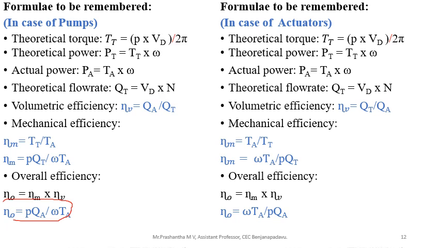numerator and denominator here is reciprocated. You can see the difference here. In case of pump, overall efficiency equal to pressure into actual flow rate dividing by angular velocity into actual torque. In case of actuator, angular velocity into actual torque dividing by pressure into actual flow rate. This is the comparison, or what we call the difference, between the formulas in case of pumps and actuators.